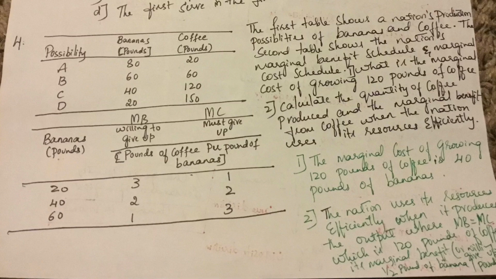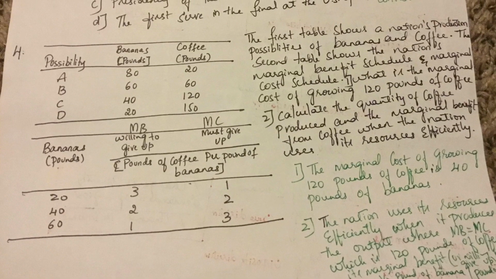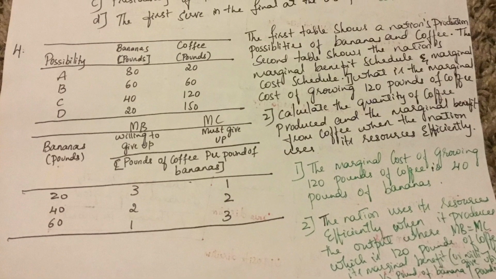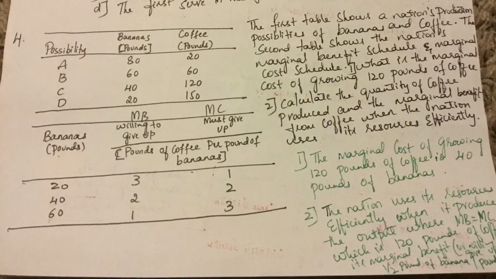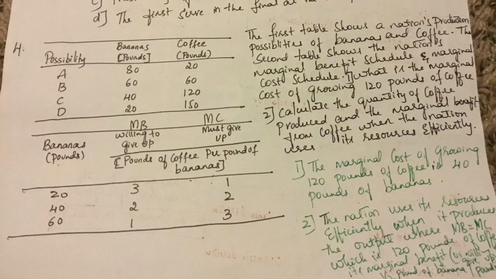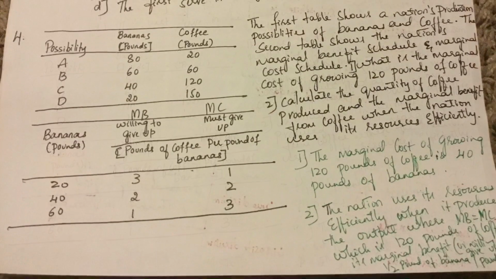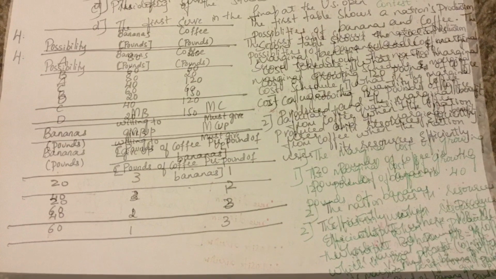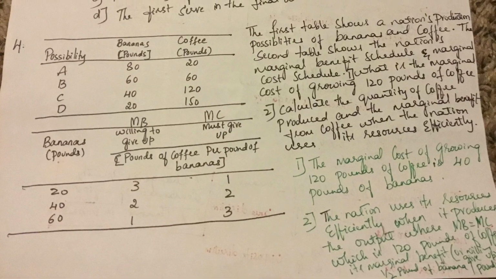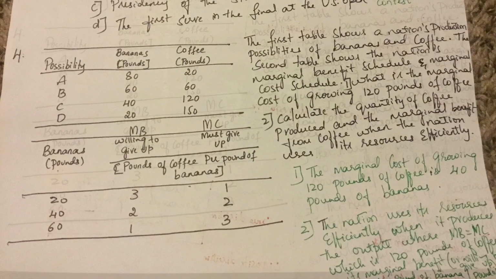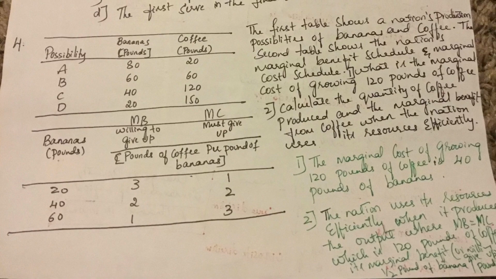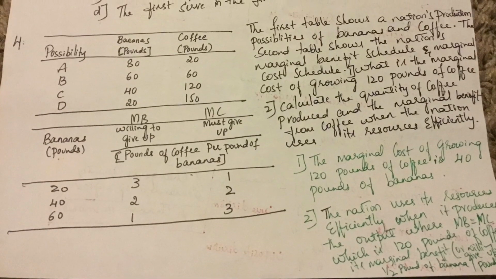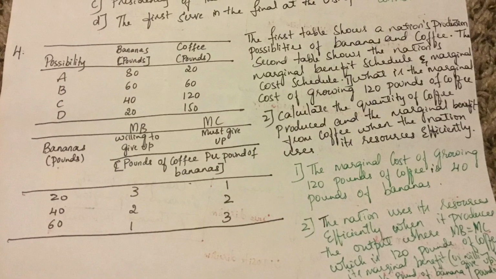The fourth question is, a table is given. The first table shows a nation's production possibilities of bananas and coffee. The second table shows the nation's marginal benefit schedule and marginal cost schedule. The first is, what is the marginal cost of growing 120 pounds of coffee? And the second question is, calculate the quantity of coffee produced and marginal benefit from coffee when the nation uses its resources efficiently. The answer for the first one is, the marginal cost of growing 120 pounds of coffee is 40 pounds of bananas, which you can see from table 1.